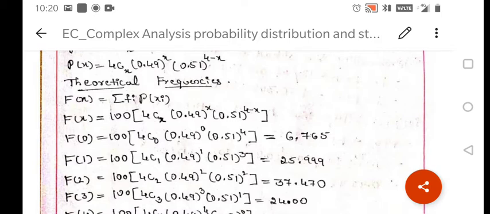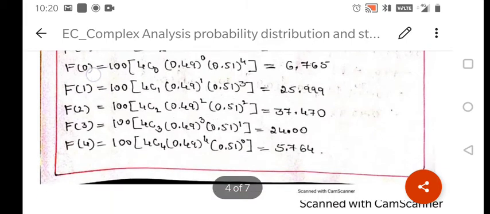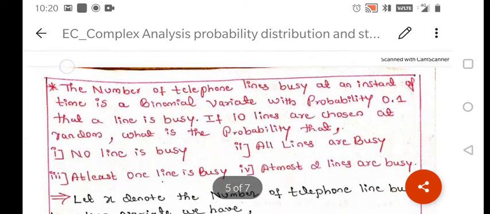Summation of fi is 100 upon 4Cx into 100 into 4Cx into 0.49 raised to x into 0.51 raised to 4 minus x. Now for different values of x, F of 0 is 100 into 4C0 0.49 raised to 0 0.51 raised to 4, which comes around 6.765. F of 1 comes as 25.99. F of 2 is 37.47. F of 3 is 24. F of 4 is 57.64.